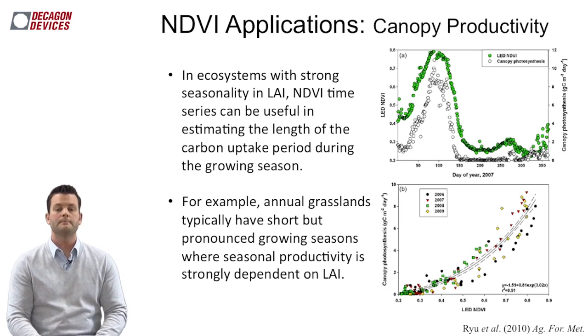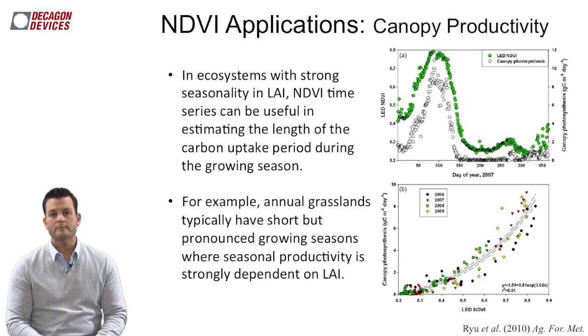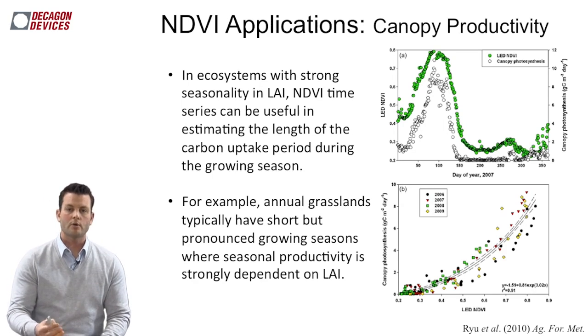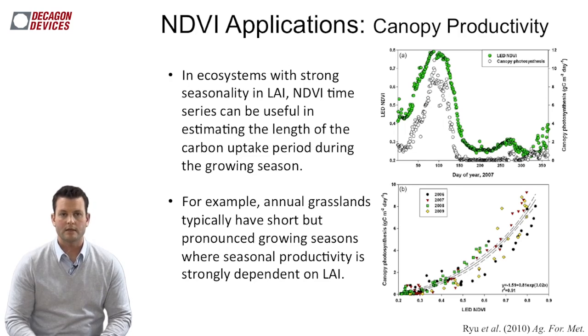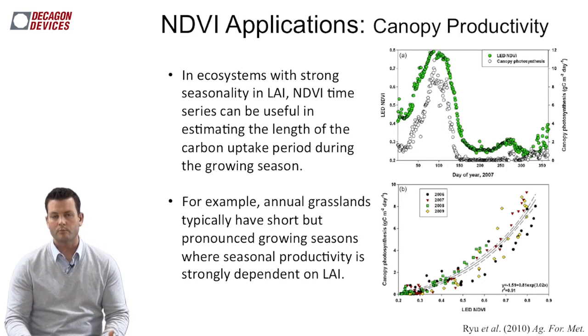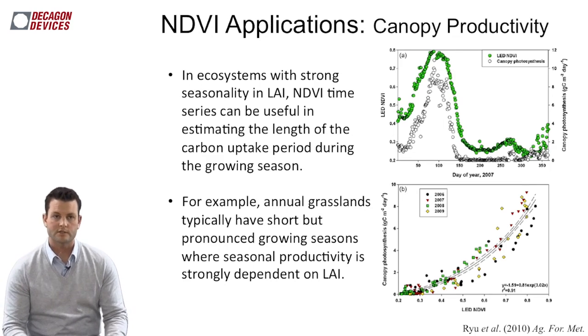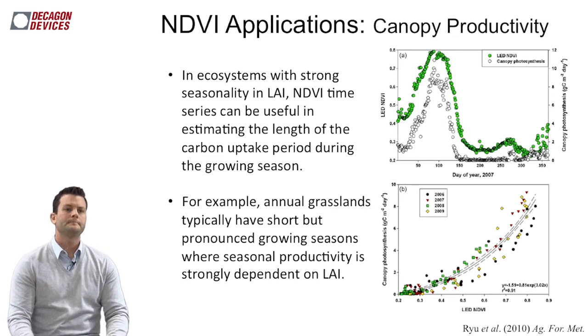this annual grassland. In the bottom right, he took the entire 4-year data set and is showing the correlative relationship between NDVI and canopy photosynthesis. So what he's come up with is an empirical model to take NDVI and estimate canopy photosynthesis within this ecosystem.